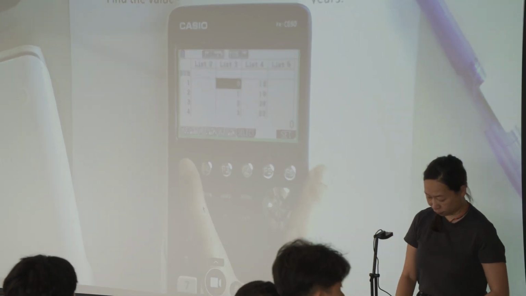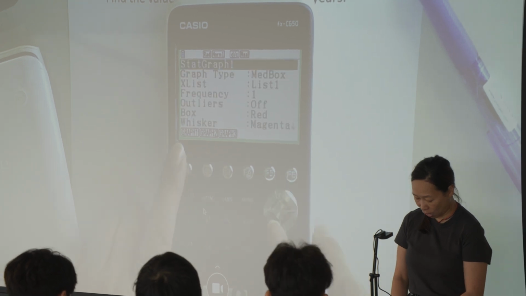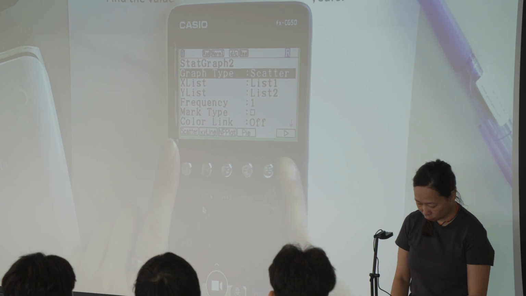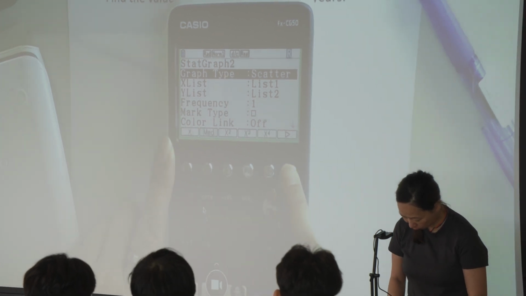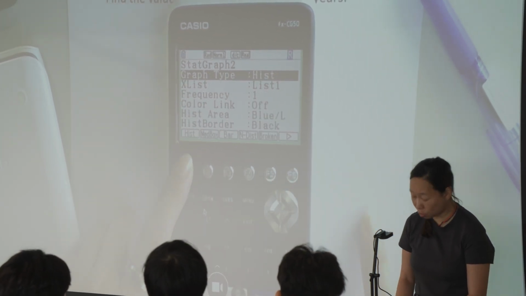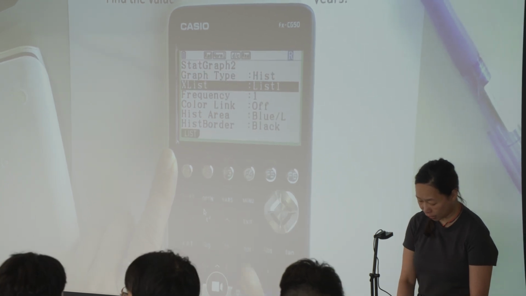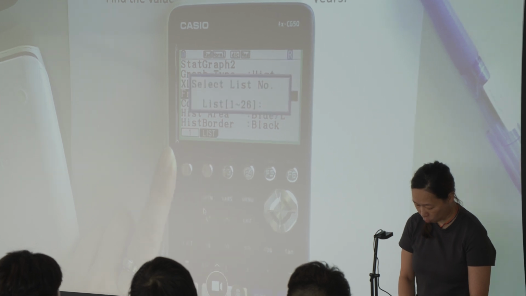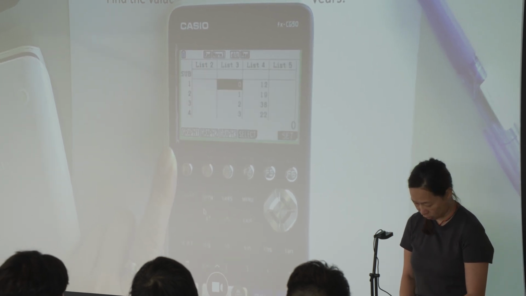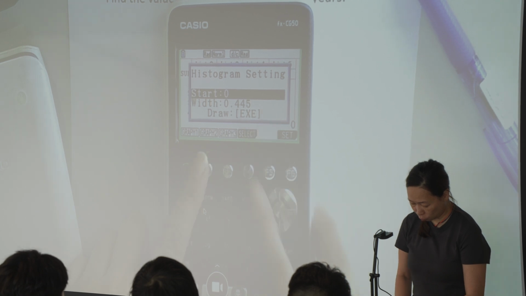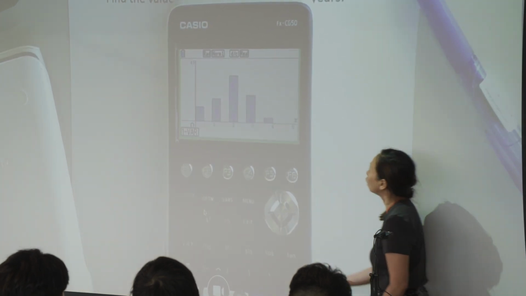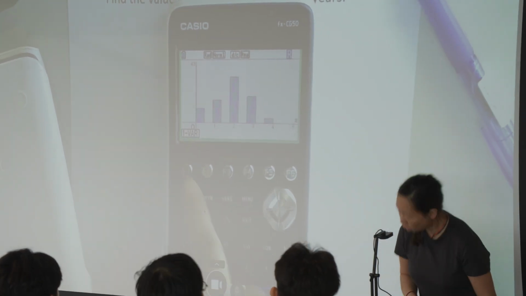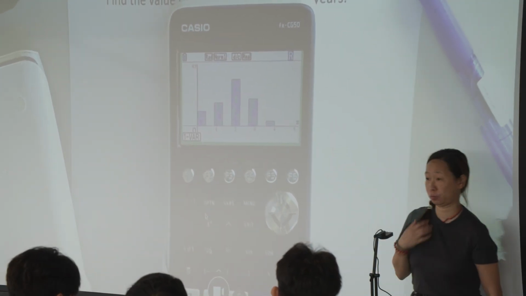So you go to graph, setting for graph 2. Let's use the other setting. So in the graph type, you look for histogram. First one. Yeah, histogram. And then just key in your data. List 3 is the list, and then list 4 is the frequency. And then they ask you for the width, you just go EXE. No gap. It becomes a bar chart. All right, so this is the histogram they do for you.